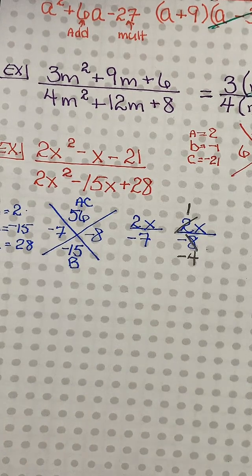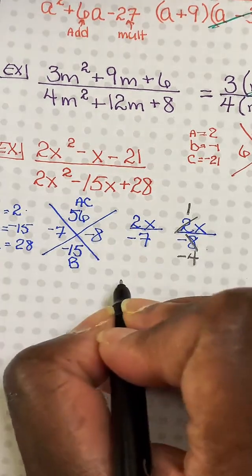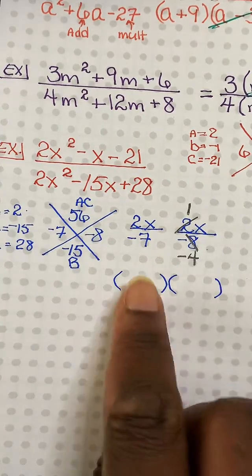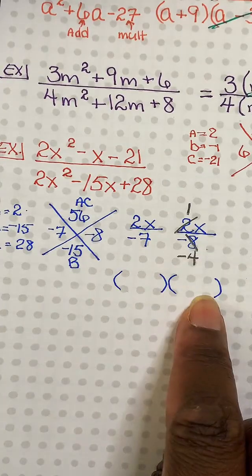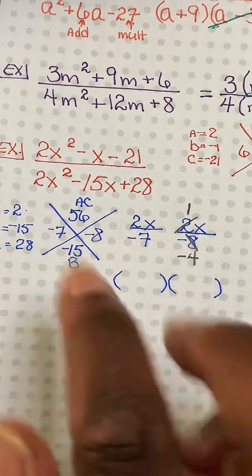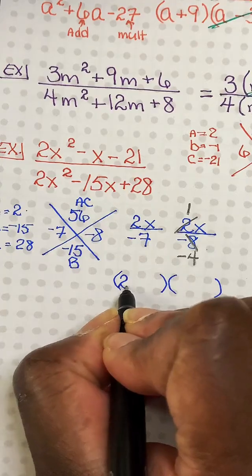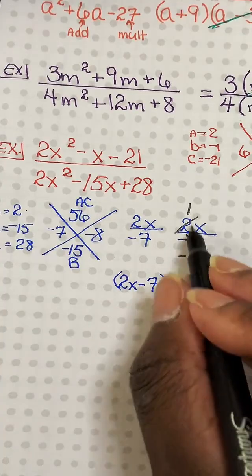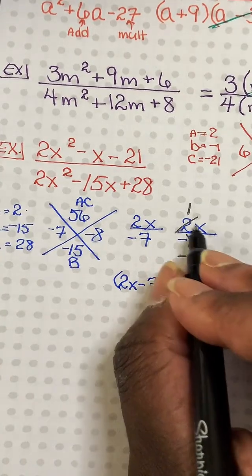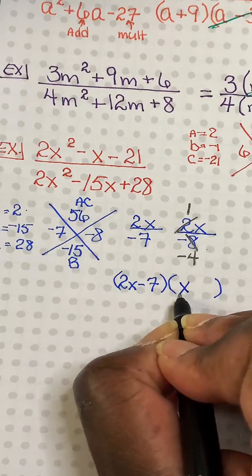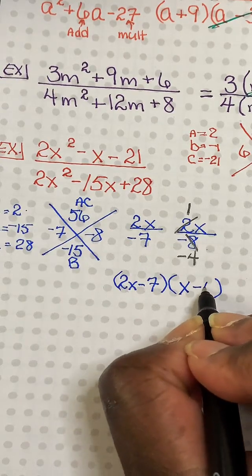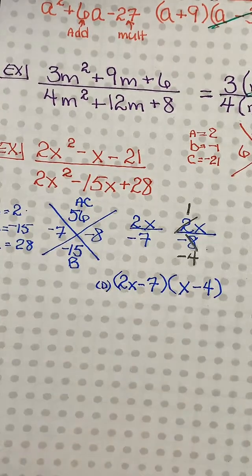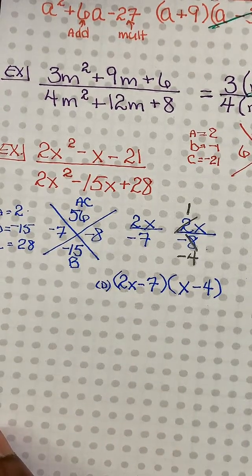So now, all we have to do is set up our two parentheses. Each parenthesis represents each of the ratios. So for this one, it's going to be 2x minus 7. And since we reduced it, use the reduced number, so 1x, which is the same as saying x minus 4. So this is our denominator.